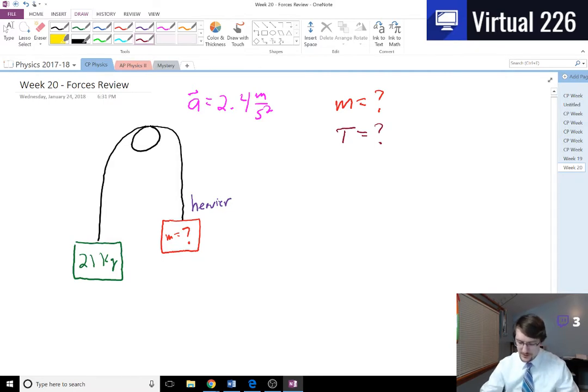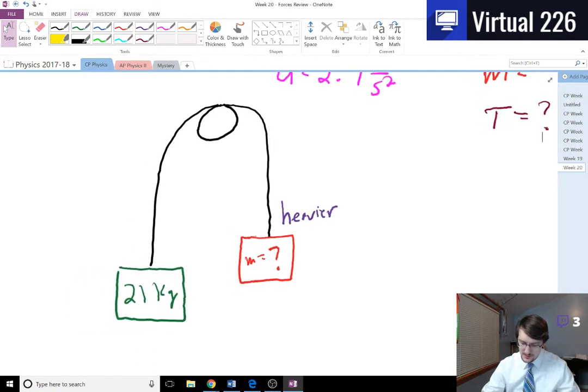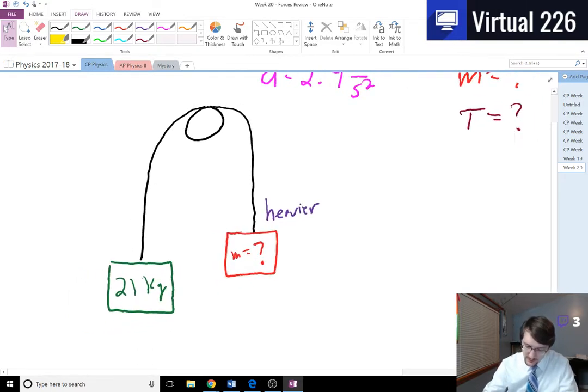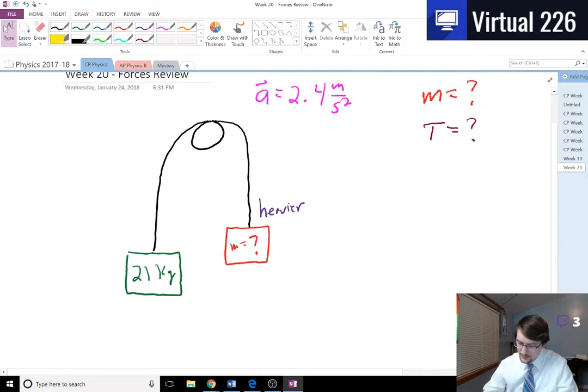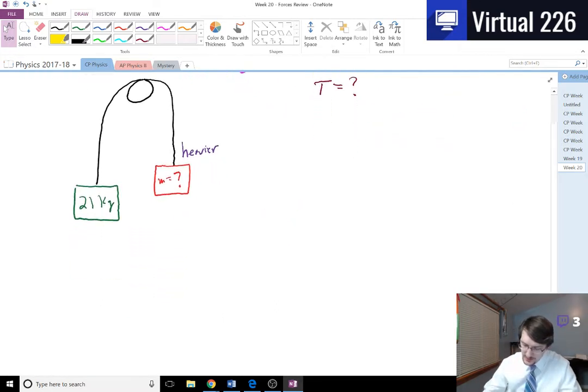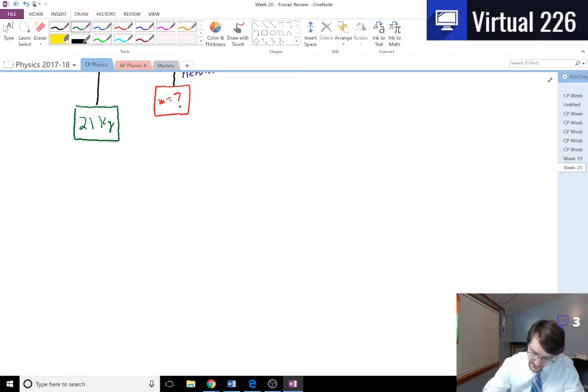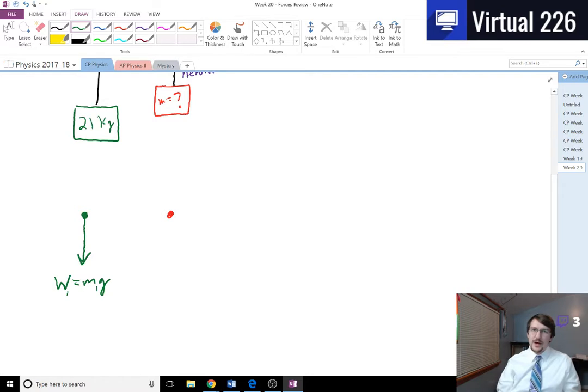If we want to set up a problem like this for this Atwood's machine, the first thing we need to concern ourselves with is drawing a free body diagram. Okay, so if we're drawing a free body diagram here, this is one block, this is the other, and what we really care about here is that the green block has a weight mg. We'll call this weight 1 for mass 1, and since we actually know what the first mass is, 21 kilograms, we can just say that this is the quantity 21 times 9.8.